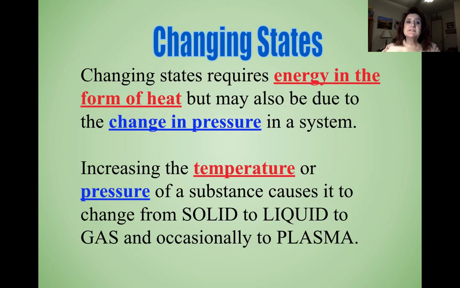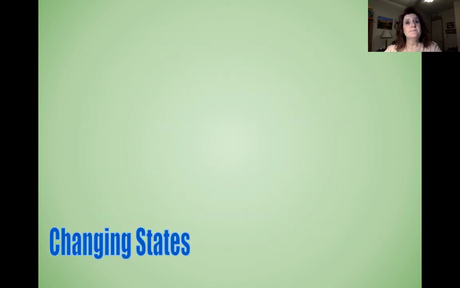So changing states, if you're going to change from a solid to a liquid to a gas, it requires one of two things: energy in the form of heat or a change in the pressure. So you could increase the temperature or increase the pressure, and you're going to change from a solid to a liquid to a gas. And occasionally, some substances can turn into a plasma.